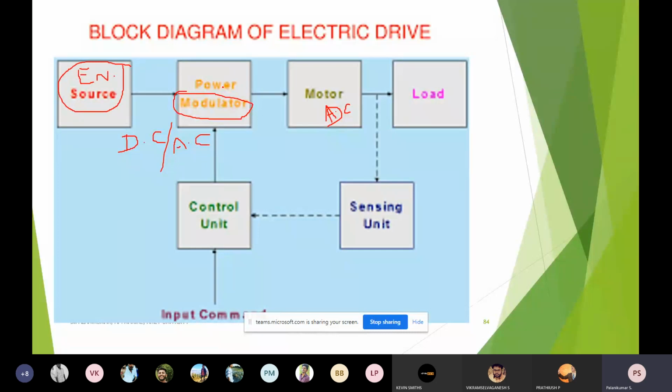But the power modulator facilitates by converting the form of the energy source to the required form. What is the required form? The form in which the motor requires it. So this is how it works. This power modulator is nothing but a power converter. In electrical terms, we say that this is a power converter.